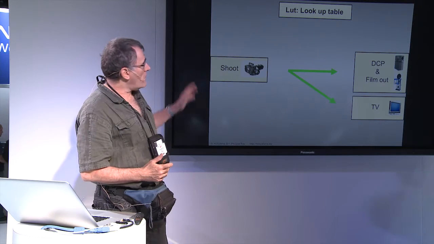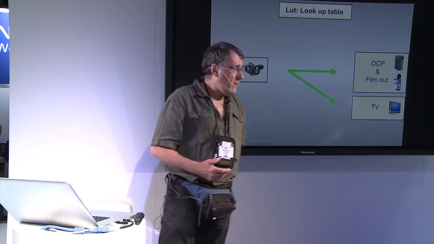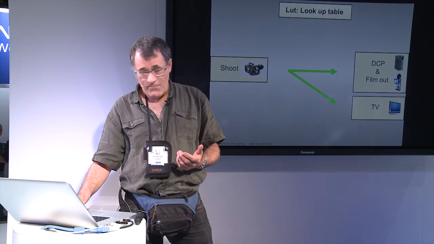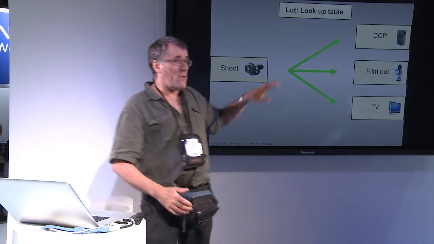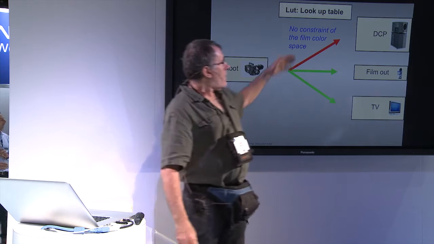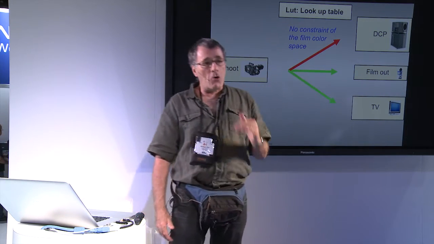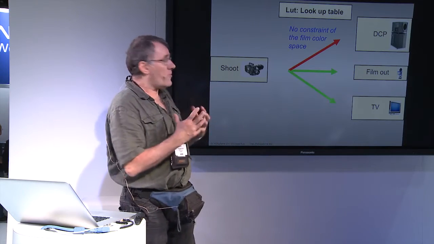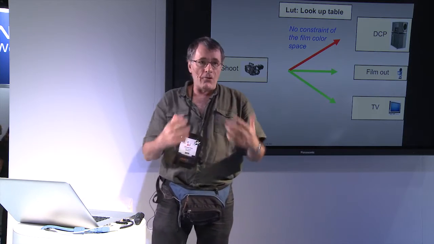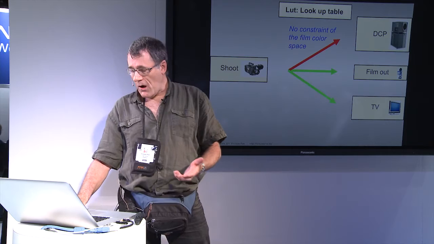So if we're speaking about the general workflow, if you're shooting, for example, with the Alexa, if you're going to DCP and film out and TV, you have two different LUTs. But in fact, we will arrive very soon to separate the LUTs, because the importance of the DCP will give us the possibility to have no constraint at all, because there is not the film color space. So I think it's part of the debate of a new era concerning possibilities that colorists and DPs will encounter.